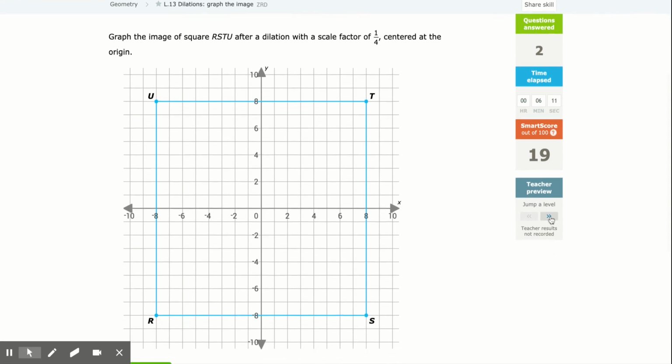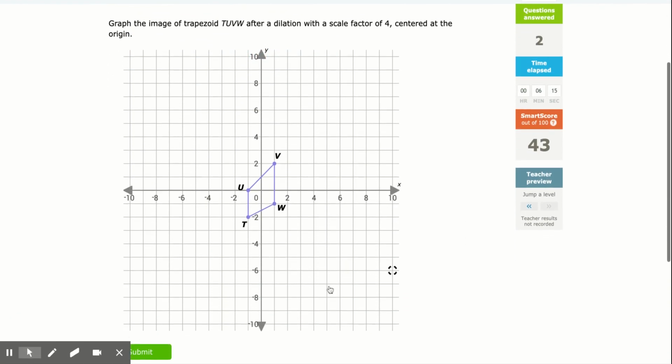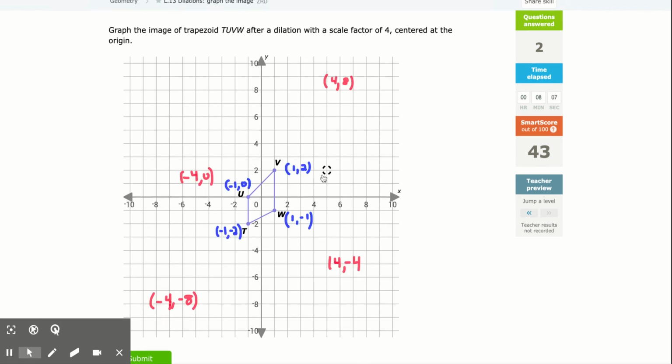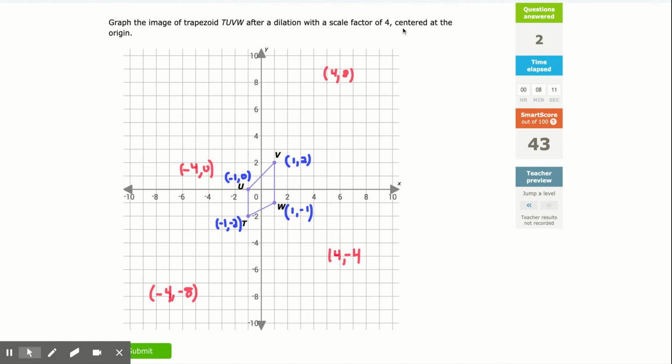I'm going to try to find one where it's an increase. So let's do this one right here. So this one's an increase. We have a scale factor of 4, which means this point, that's 1, 2, 1 times 4 is 4, 2 times 4 is 8. So that means I come out here to 4, 8. The x value is 4 times as big. The y value is 4 times as big.